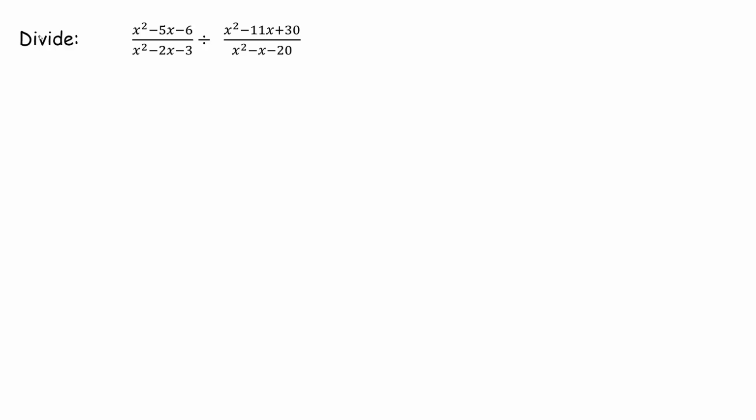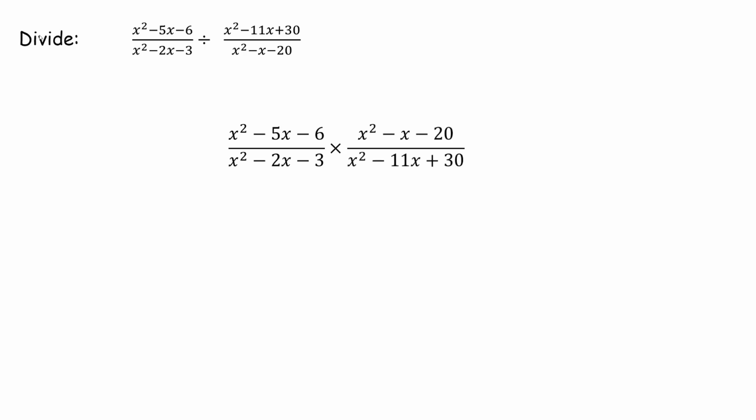Okay, we want to divide these two polynomial fractions. And to do that, we're going to do a lot of factoring of trinomials. And so first thing we're going to do is change the division problem to a multiplication problem, because when you have a fraction divided by another fraction, you can do the fraction times the reciprocal of the other fraction. So the first fraction stays the same, the second fraction flips upside down, and now we're going to factor.